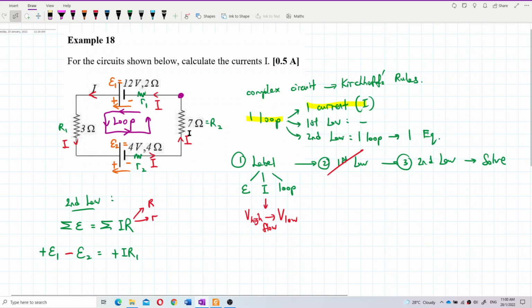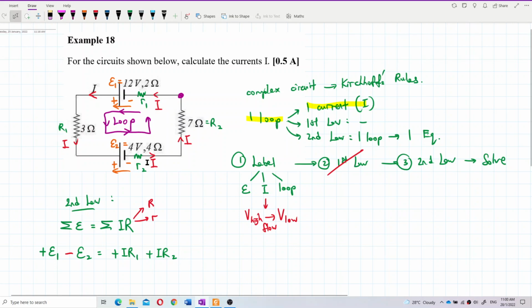And then what about the rest? Like this resistor 2. Resistor 2, also look at the current passing through. The current passing through is also in the same direction as the loop. Same direction, so it is also positive IR2. Positive IR2. And now the external resistance is done.